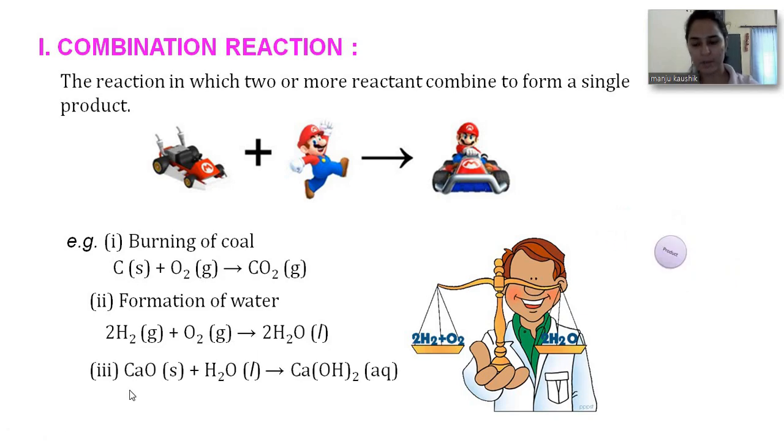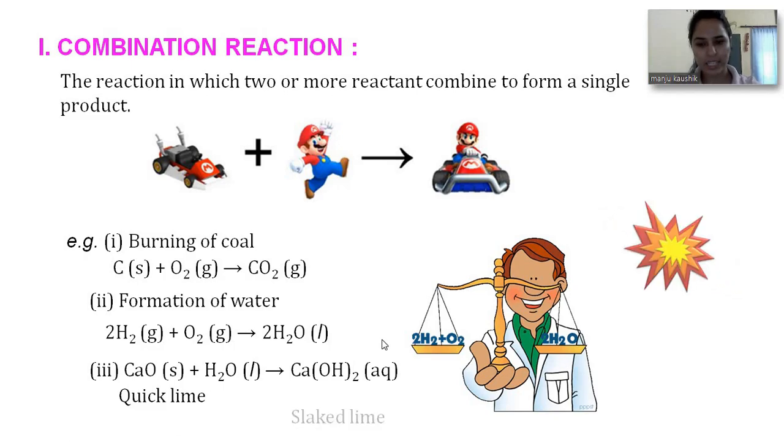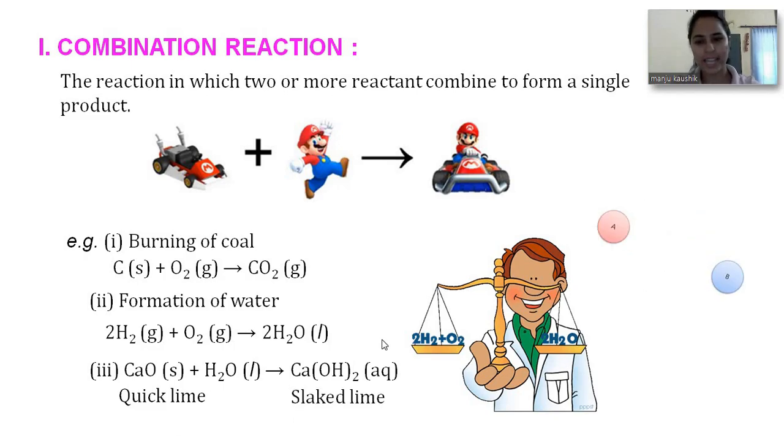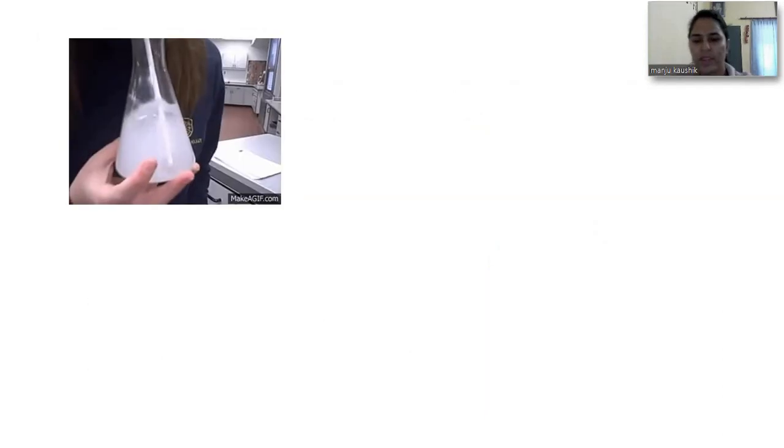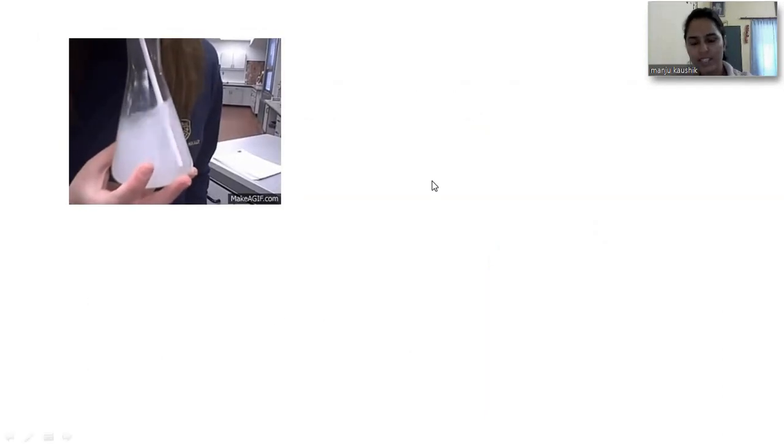See another example. Calcium oxide reacts with water molecule to form calcium hydroxide. So this is calcium hydroxide which is being formed. So two reactants are combining and they are forming calcium hydroxide. Okay. So this is a combination reaction. This calcium oxide is also called quicklime and calcium hydroxide is also called slaked lime. Okay students, now we will see some more examples of combination reactions.